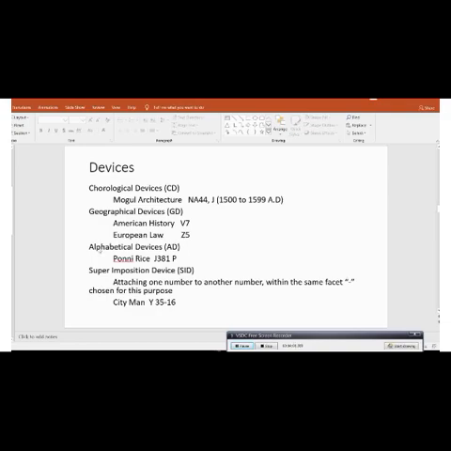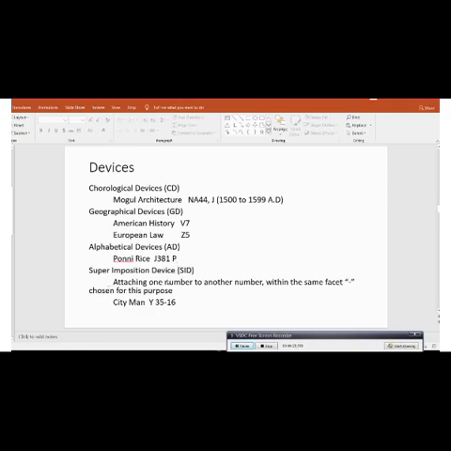Then alphabetical devices also he used. For example, in the Ponni rice, J is the agriculture, 389 is the rice, then we can use the Ponni. For example, IR8, then we use it as the number also. Then Samba, like that.